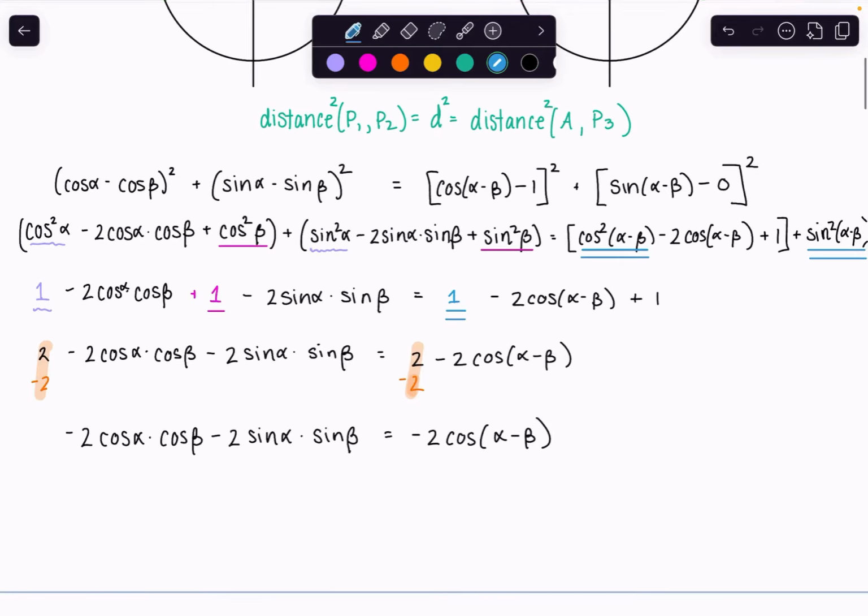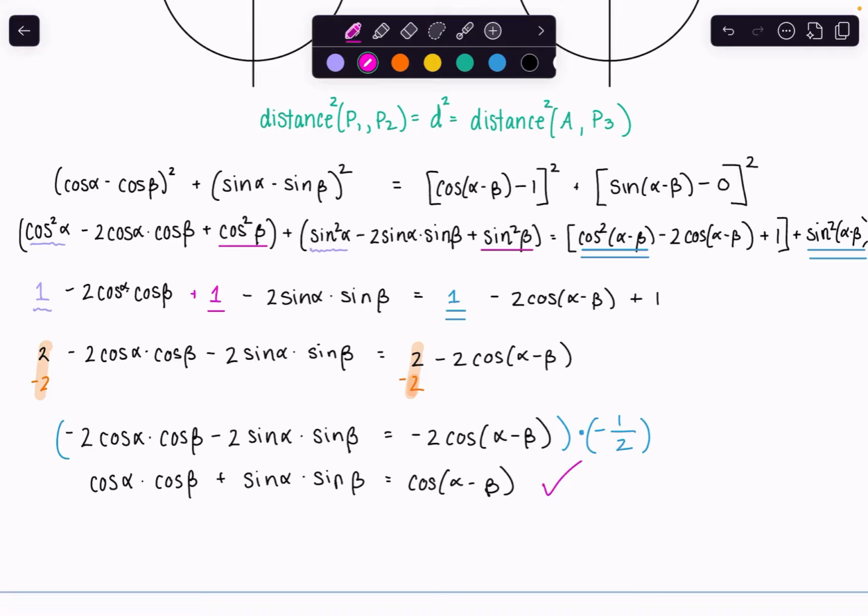And then going through, I just want to divide everything by negative 2, which is the same thing as multiplying by negative 1/2. And that's going to turn all of these to be positive and get rid of all of those 2's. Okay. And that is exactly our difference identity that we stated. Okay. So it shows cosine of alpha minus beta is equal to cosine of alpha times cosine of beta plus sine of alpha sine of beta.